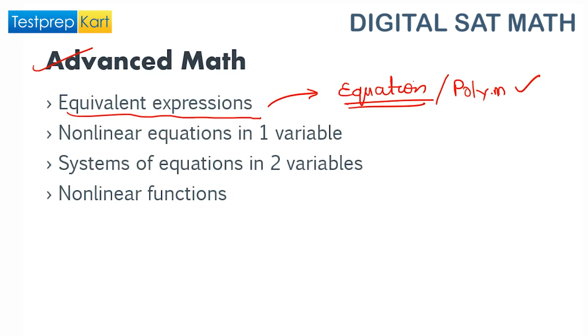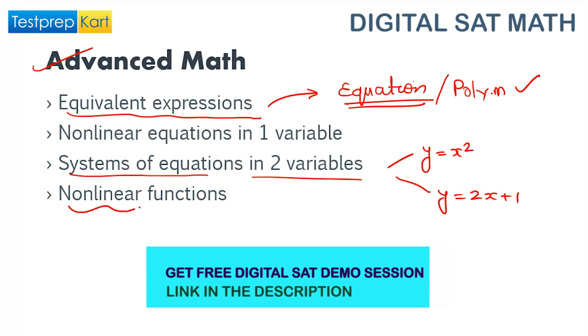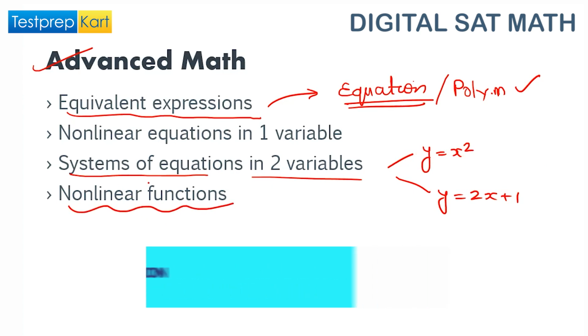Then non-linear equations in one variable. Basically you can have an equation with x square, x cube, and you have to solve it. Systems of equations in two variables, which we already discussed in the first unit, but here they are talking about non-linear ones also. Like they can give you y equal to x square, and let's say y equal to 2x plus 1. Then you may have to find the point of intersection, that kind of question.